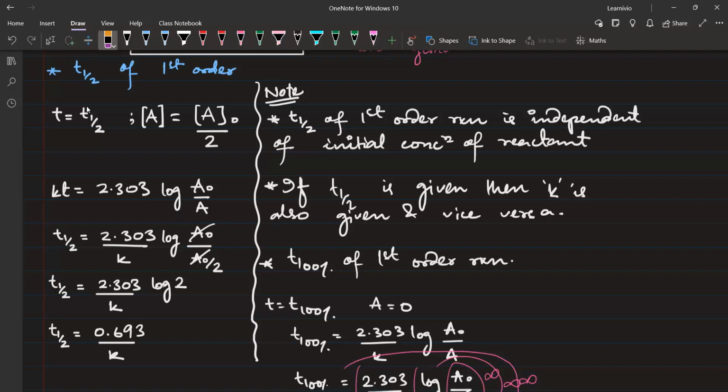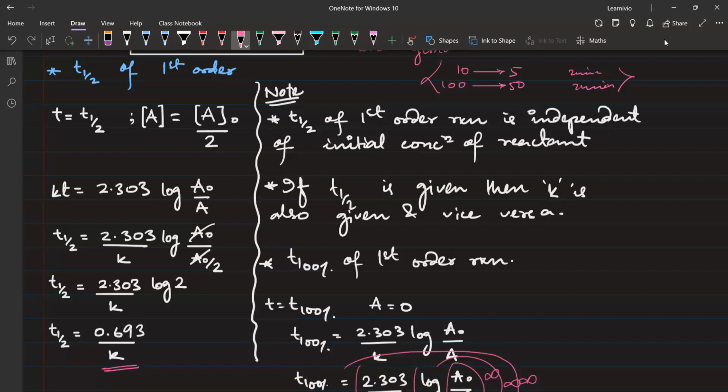And one important point here, we have to note that T half of a first order reaction is only dependent on the rate constant K and it is not dependent on the initial concentration. तो अगर आप 10 मोल्स ले रहे हैं तो 10 से 5 होने में अगर आपको 2 मिनट्स लग रहा है तो 100 से 50 होने में भी it is going to take 2 minutes only. ठीक है. So this is the actual practicality of the T half.